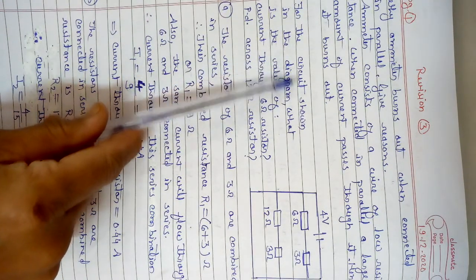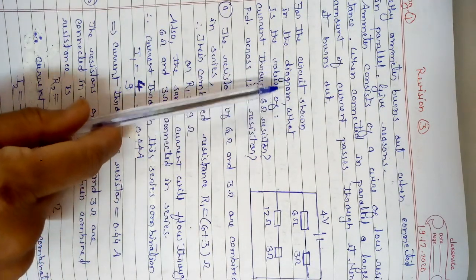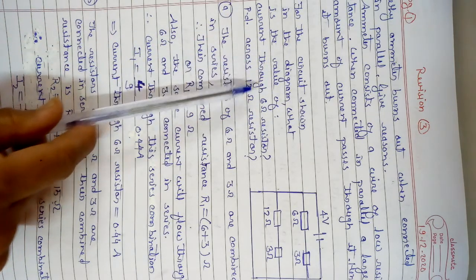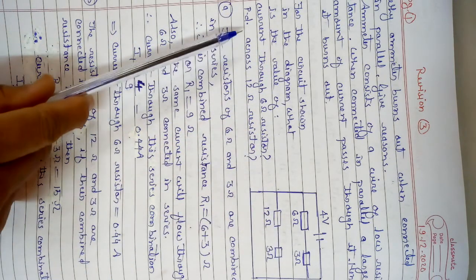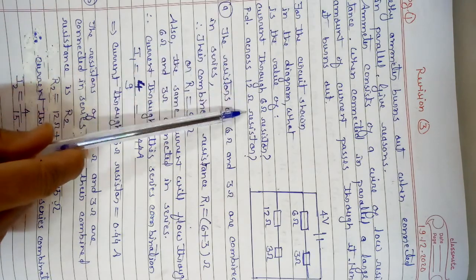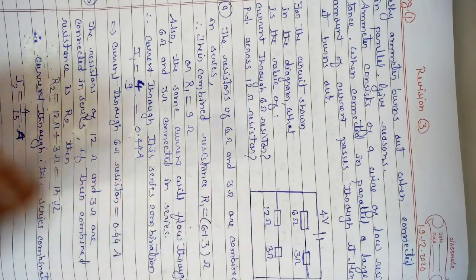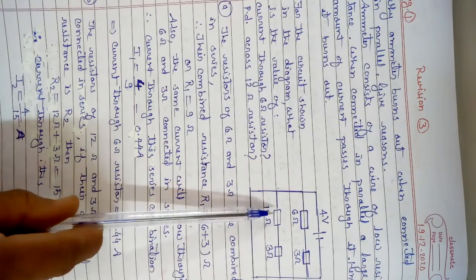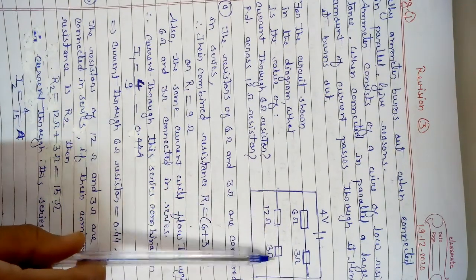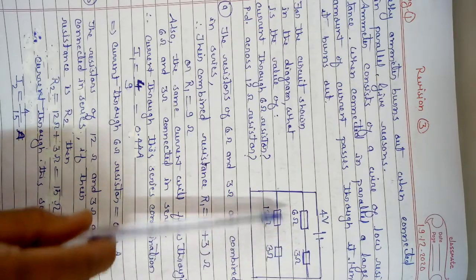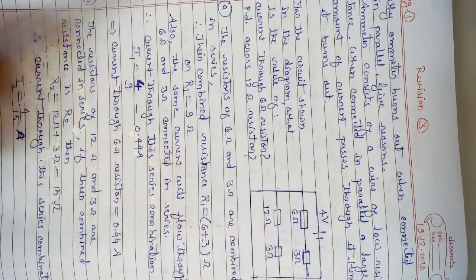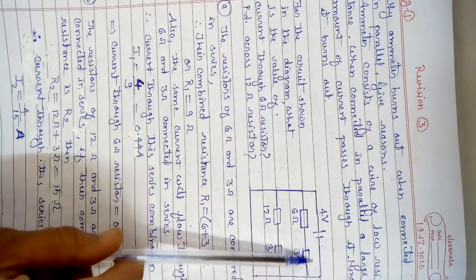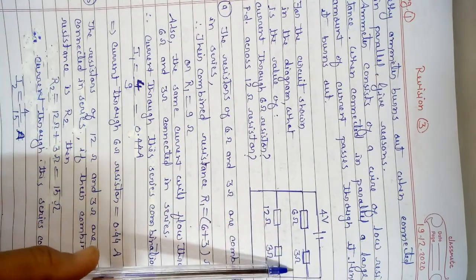Question number 2. The circuit shown in the diagram, what is the value of current through 6 ohm resistor and potential difference across 12 ohm resistors? We can see there are 4 resistors here. Two of them are connected in series here, and these two are connected in series, but these two series combinations are connected in parallel with the battery. So first we are considering this combination of 6 ohm and 9 ohm.